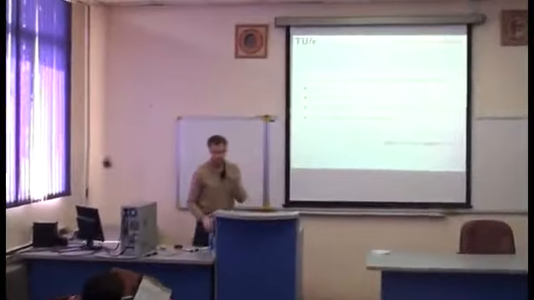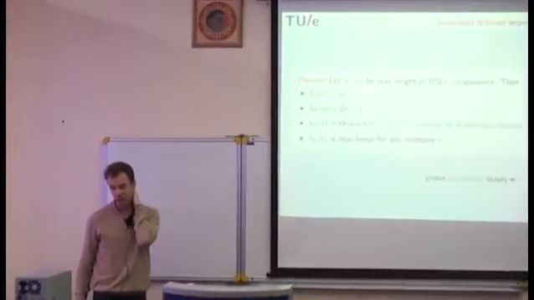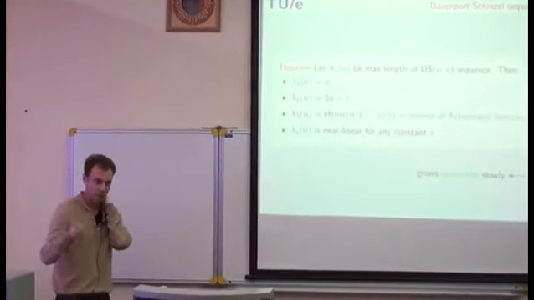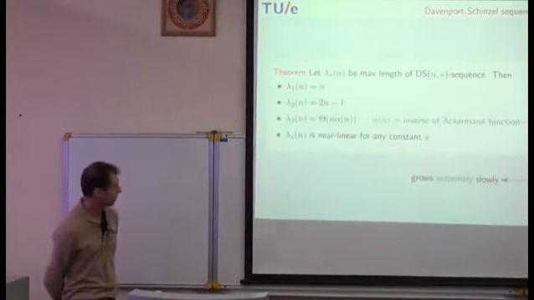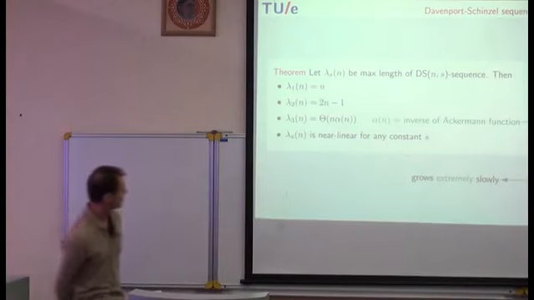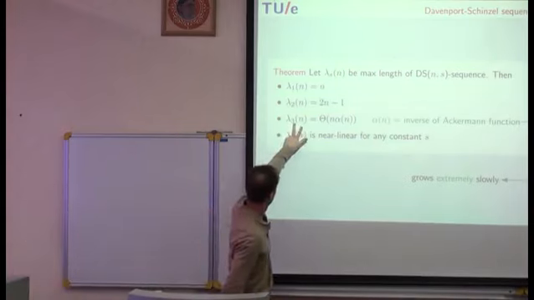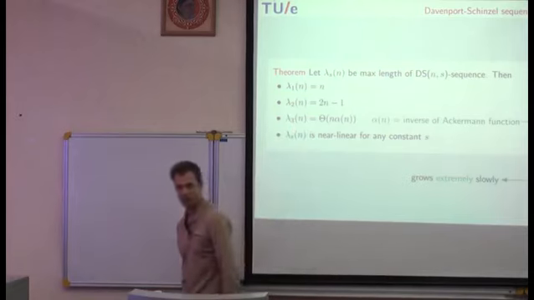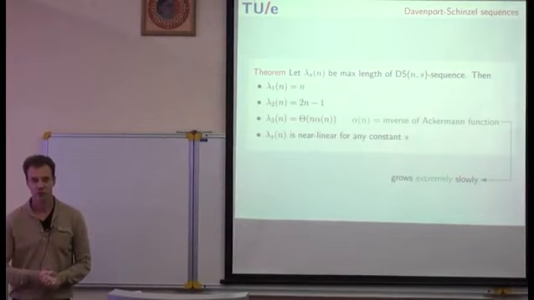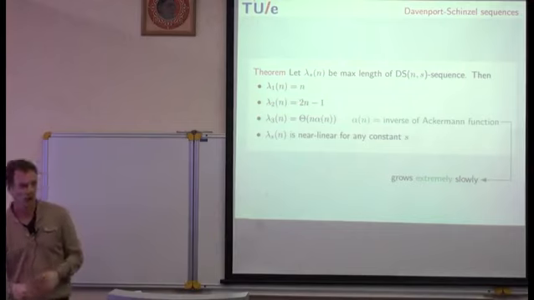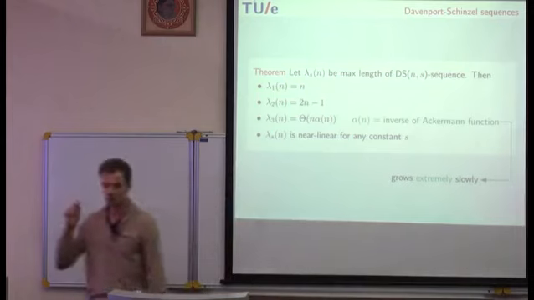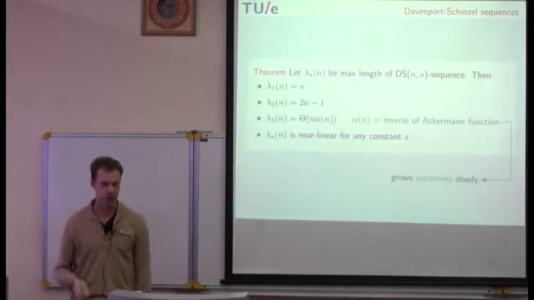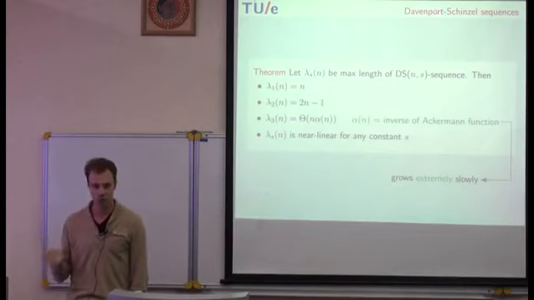Okay, so for s equals 3 and higher s, the proof is extremely complicated, so I'm not going to give it. The bound for lambda 3 is n alpha n. You have all seen alpha n before, I guess, if you look at union-find with path compression. Alpha n is a function that grows very slowly. It's smaller than log n, it's smaller than square root of log n.